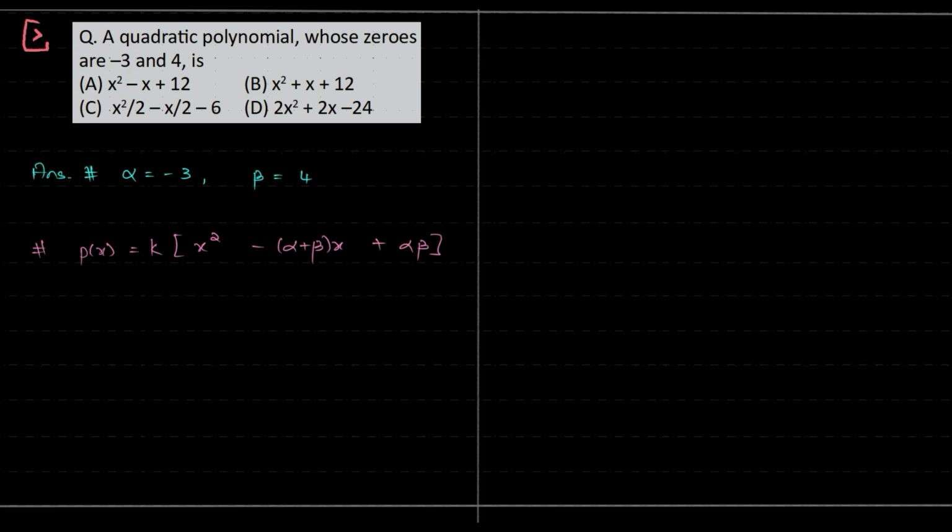Okay. So what is it that we are looking at? We are going to substitute -3 and 4. So we have x square minus of -3 plus 4 x plus of -3 and plus 4. So we can directly write the answer, that is k times of x square, this will be minus x, right? And this is plus into minus into plus, that is -12.